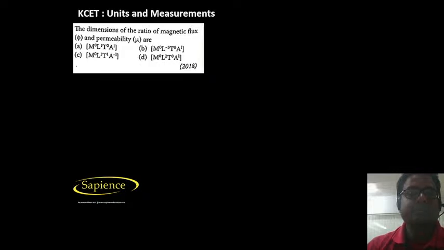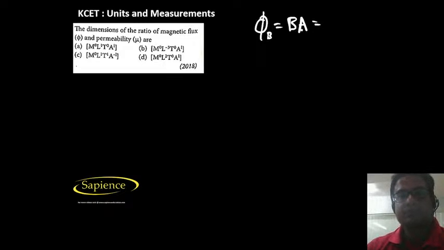The dimensions of the ratio of magnetic flux and permeability mu are the dimensions of what? Magnetic flux is phi B, which is B into A, where B is the magnetic field, or magnetic field strength, and A is the area of the surface.